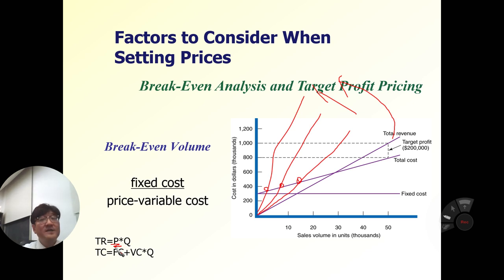Yes, increasing price. If you increase the price, or you decrease fixed cost, or you decrease your variable cost, then you will have a smaller break-even point. Then why don't we just increase the price to get a smaller break-even point? Is there any problem with doing that? Let's find out what will happen in the next table.